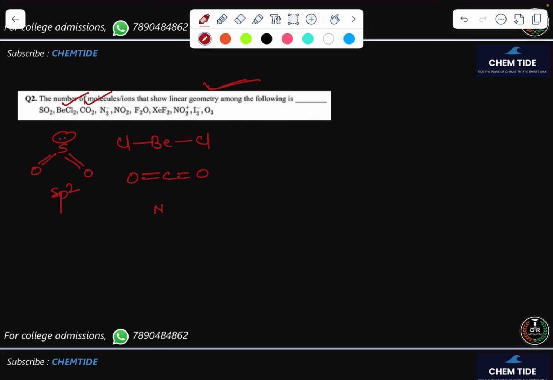Azide ion is also linear, like this way, plus minus minus. So that can also be answered. NO2 can't be, because nitrogen has 1 odd electron and the rest is double bonded. तो जो bond को थोड़ा सा tilt कर देगा, तो linear नहीं है. F2O is again not, because oxygen has 2 lone pairs which can bend the structure. XeF2 is linear. It looks like that way.